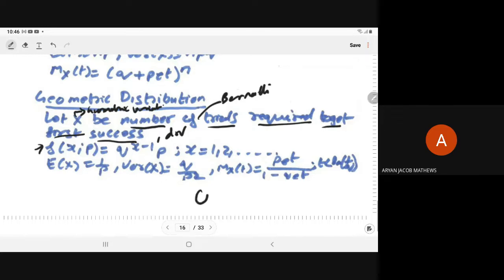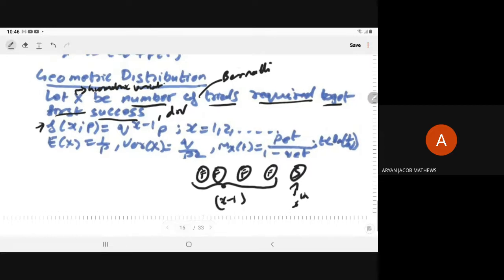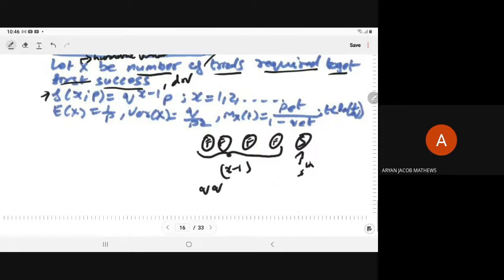Means failure, failure, failure, failure, failure, failure, then success. So the first x minus 1 Bernoulli trials are failures, and the xth Bernoulli trial will be the success. Here we have x minus 1 Bernoulli trials with failure results, which gives you q, q, q, and p. That's why we have q to power x minus 1 into p.